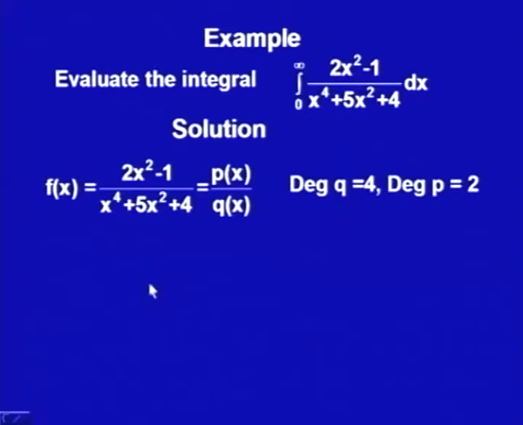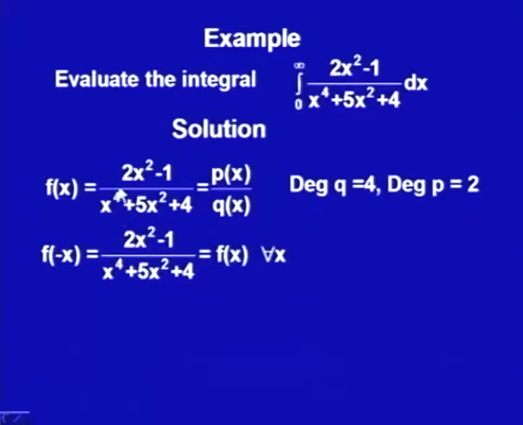Moreover, f of minus x, since it is x square, would remain as x square. So it is 2x square minus 1, x to the power 4 for minus x will remain as x to the power 4, 5 plus 5 times x square will remain as such, plus 4. So it is the same: f of minus x is equal to f of x for all x, that is, the function is even also.